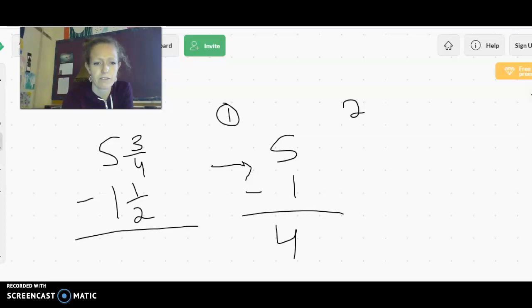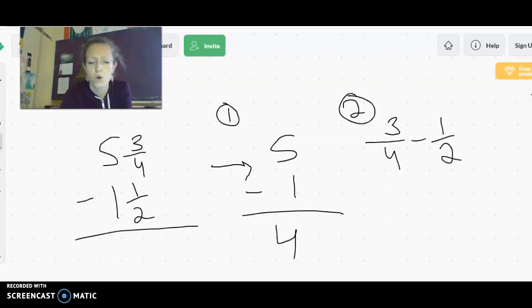Second step, let's look at our fractions. We have 3/4 minus 1/2. What do you notice about your denominator? It's not the same, right? But we can make it the same. And how are we going to do that? What can we multiply 2 by to make it 4? 2 times 2 equals 4. Whatever I do to the bottom, I do to the top.